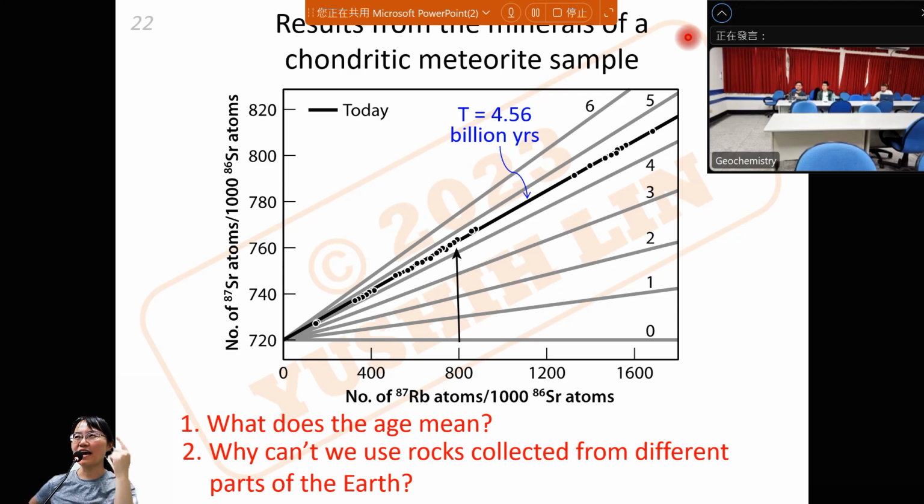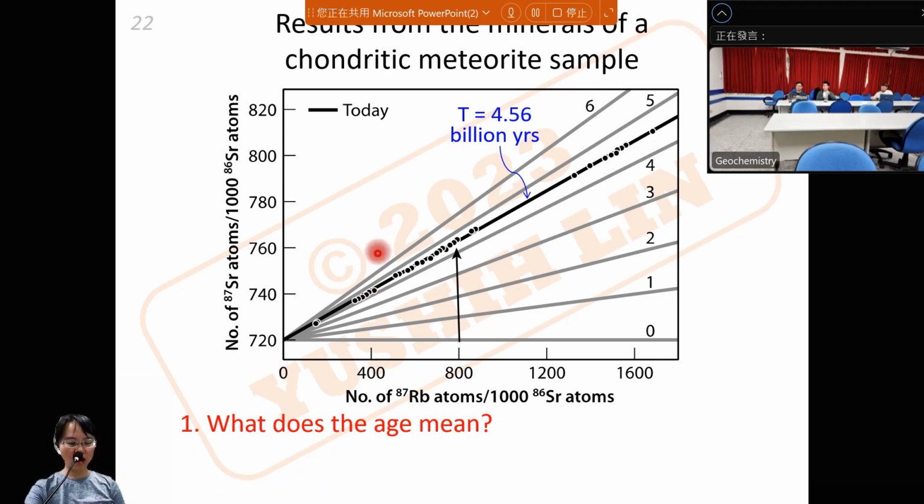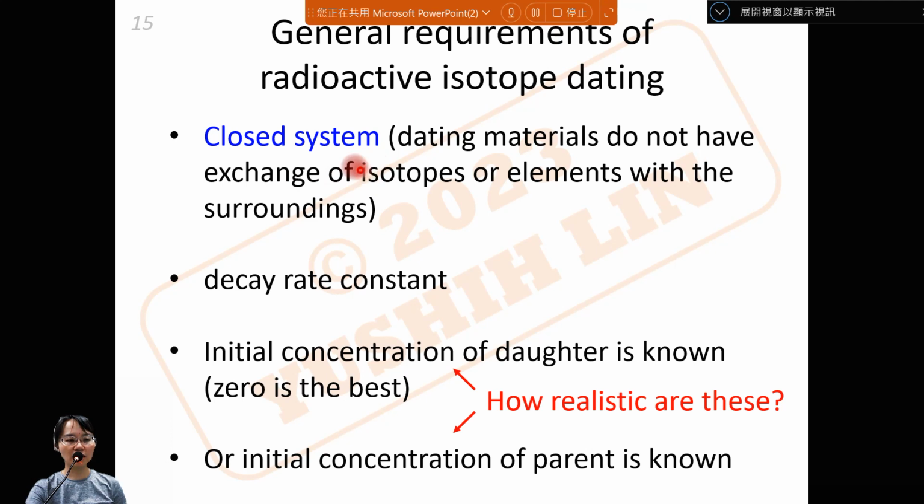On Earth, we have plate tectonics. And within plate tectonics, the rock has been recycled. Every time it is melted, the rock will become an open system again. This will violate our requirement that the dating material has to be a closed system. That's the reason we cannot use the rock of the Earth to date the solar system.